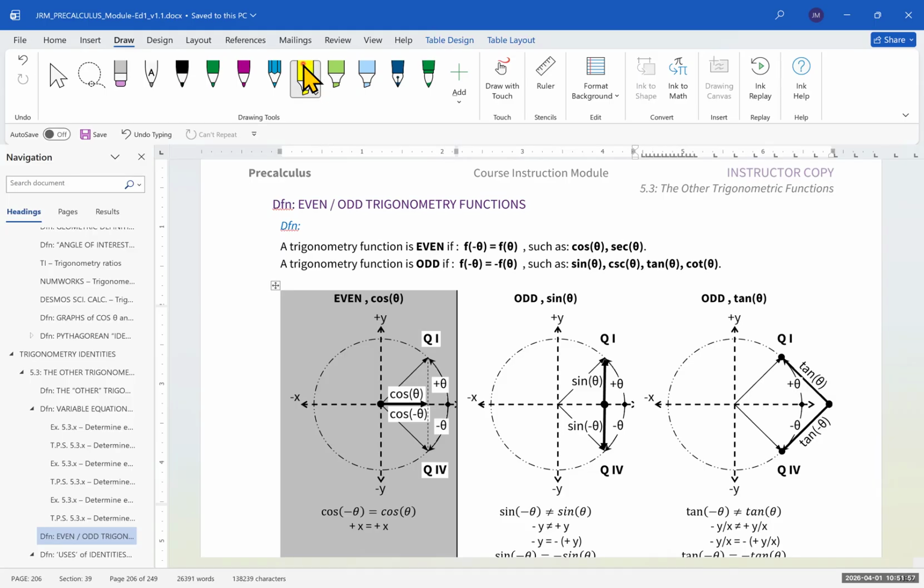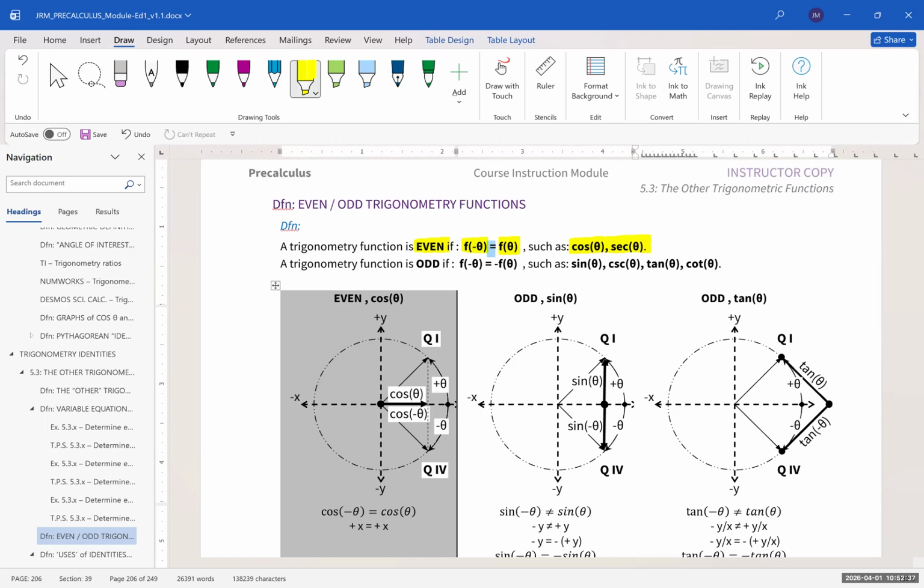So what does it mean for a trig function to be considered to be even? It means that the output of the trig function when the angle is negative is equal to the output of the trig function when the angle is positive. The only two trig functions that are considered to be even and have this property are going to be cosine and the reciprocal of cosine, which is secant.